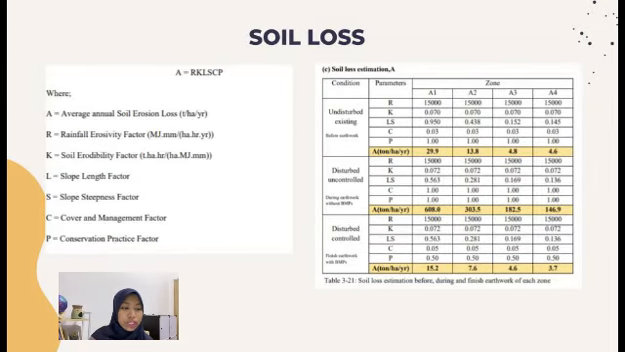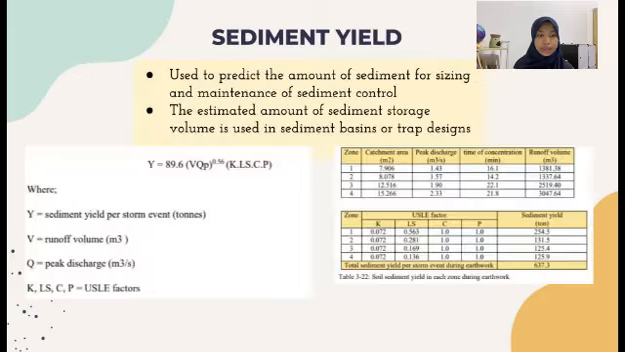The universal soil loss equation is a semi-empirical equation used to assess soil losses under different cropping systems and land management practices. The equation is a product of 6 factors representing rainfall and runoff erosiveness, soil erodibility, slope length, slope steepness, cover management practices, and support conservation practices. Next up is sediment yield.